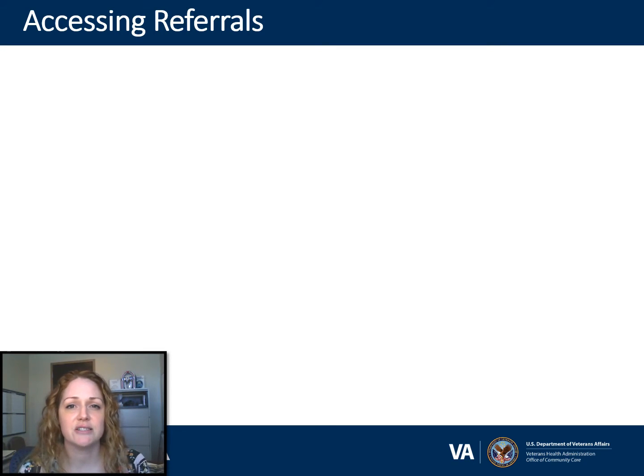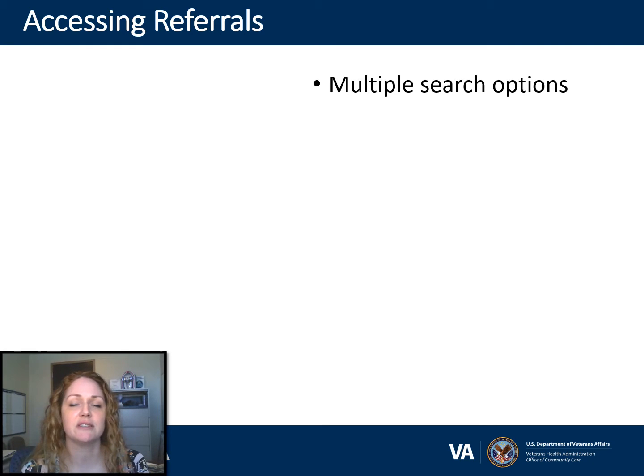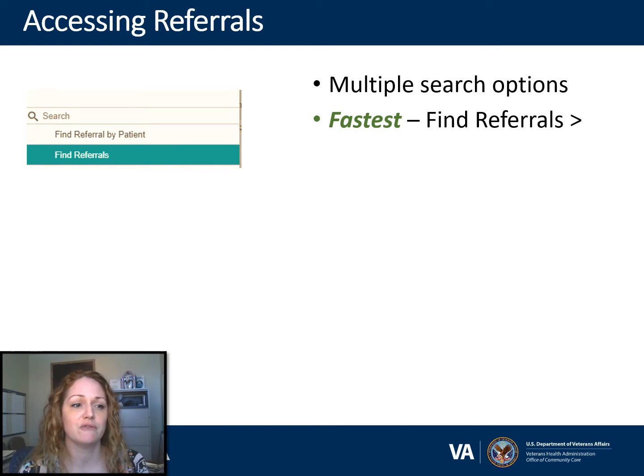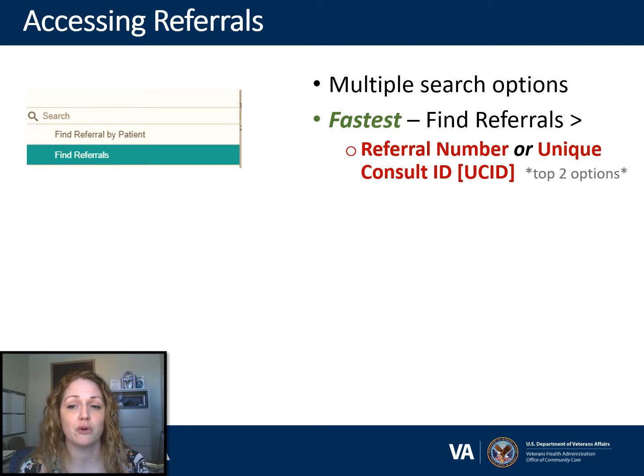Once we access HSRM, how do we then get into the referrals? Well, once you go to the menu at the top left, we actually have multiple options to search for referrals. The fastest way to find a referral is by going to the top left menu and clicking on the Find Referral option. Now, in order to find referrals, we have some favorite ways to look at them. You can either use the referral number, or you can use the Unique Consult ID, otherwise known as the UCID. Those are the swiftest ways to pull up a referral in HSRM.